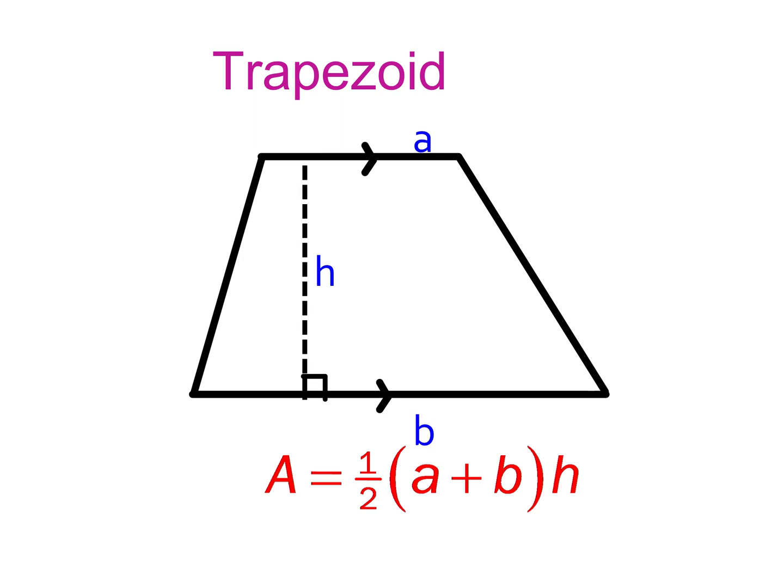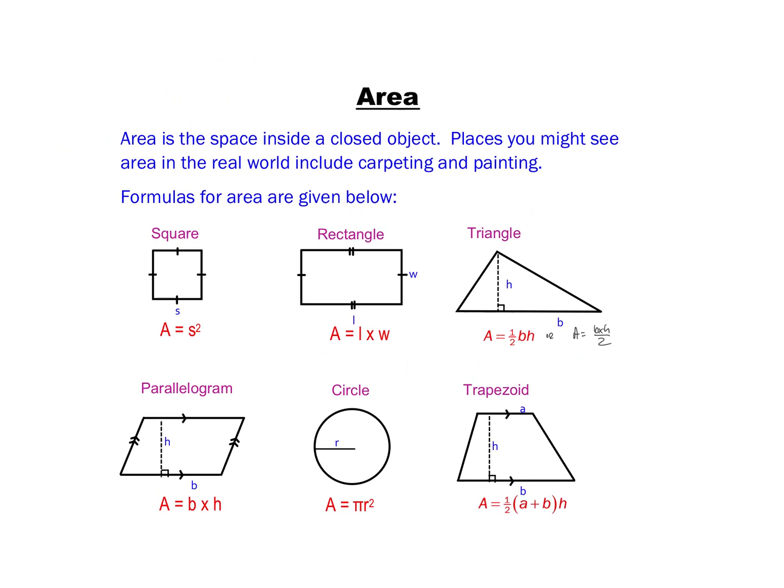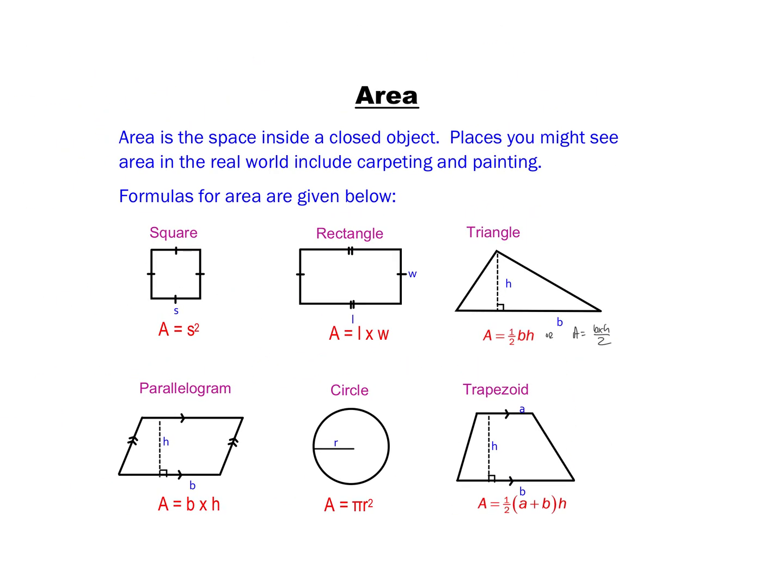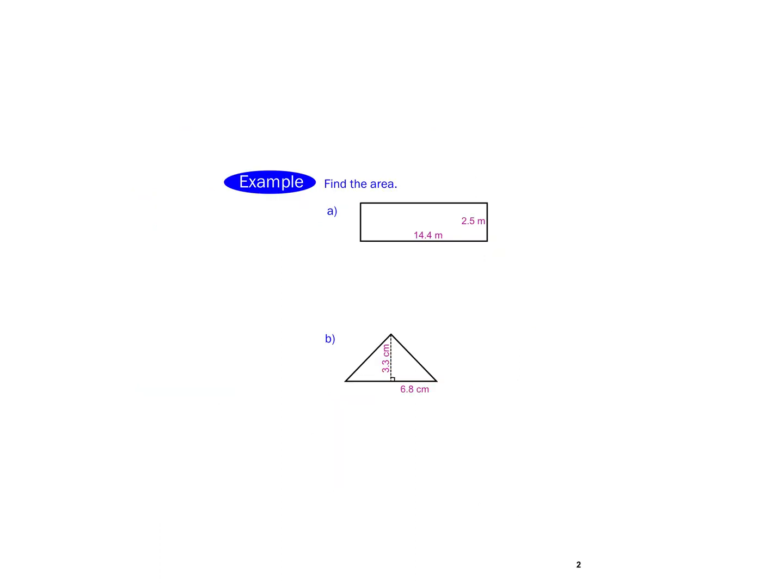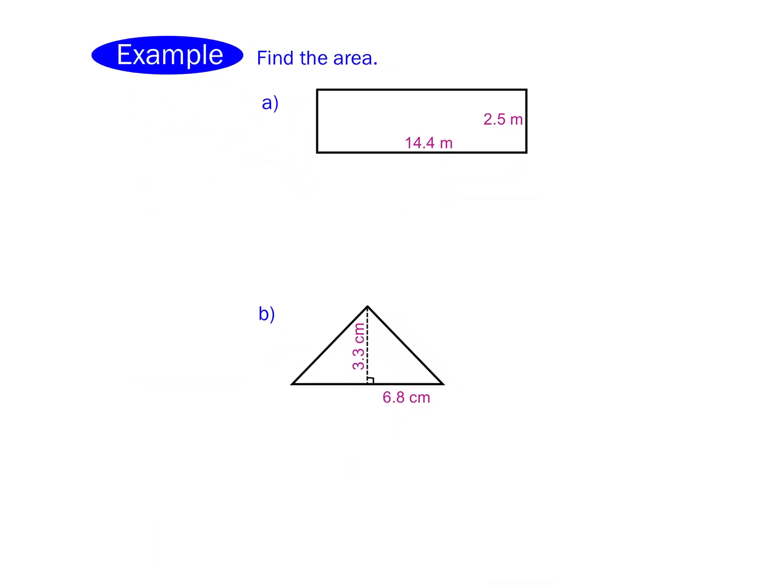Okay? All right. Let's do a few examples. Straightforward, we've got 2 shapes here. First up, what's our shape? Rectangle. So the formula for area of a rectangle is length times width. So that's 14.4 times 2.5. And if my math is right, that's 36 meters squared.